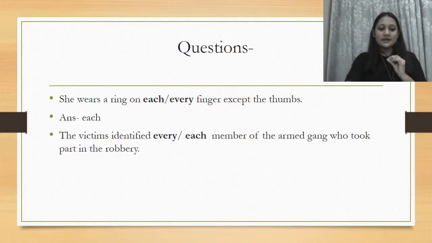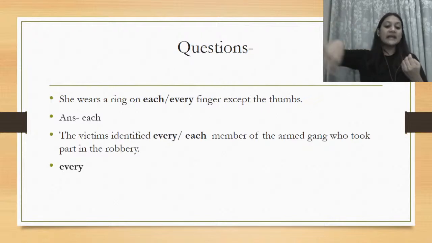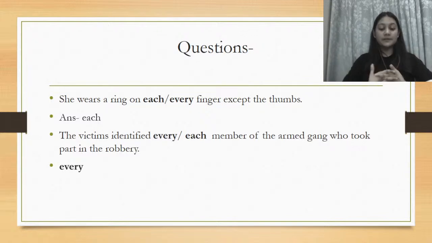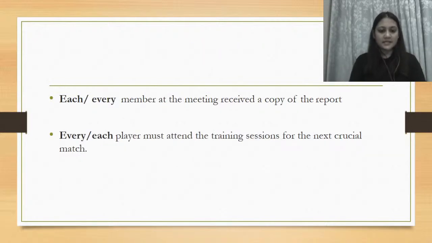Okay. Next, the victims identified each member of the armed gang who took part in the robbery, right? The answer is every. Here, the victims identified every member. There's a huge lot of people in the group. So, as we already know, it is a huge number. That is why we are supposed to use every here. Are we clear? Shall we move ahead? Okay. Next.